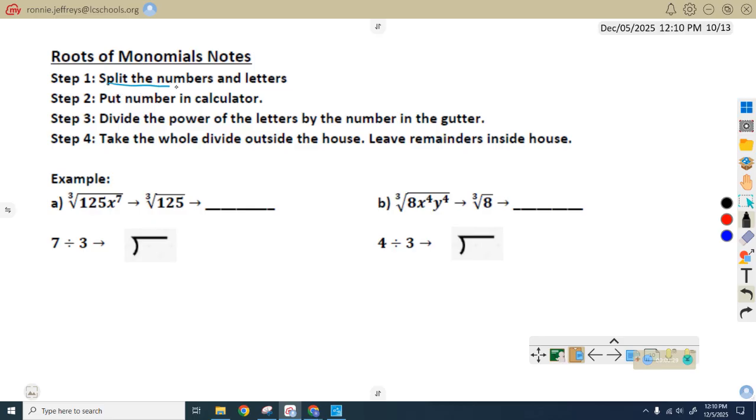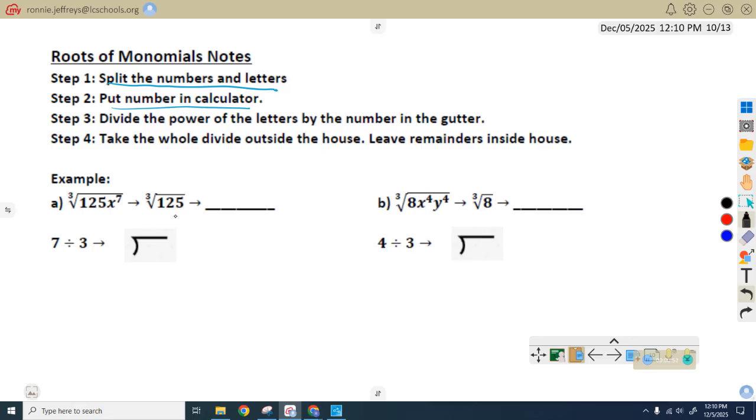All right, so it says split the numbers from the letters. Put the number in the calculator. Then it says divide the power of the letters by the number in the gutter. Take the whole divide outside the house, leave remainders inside the house. All right, so this is what this means. Let's look at this example here.